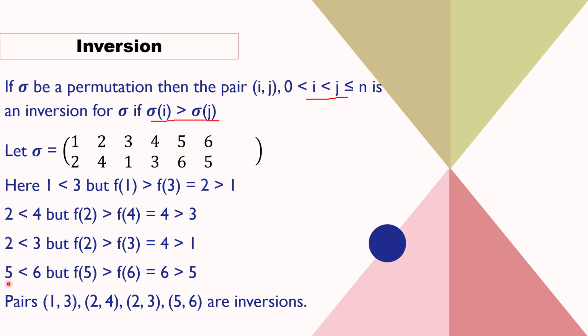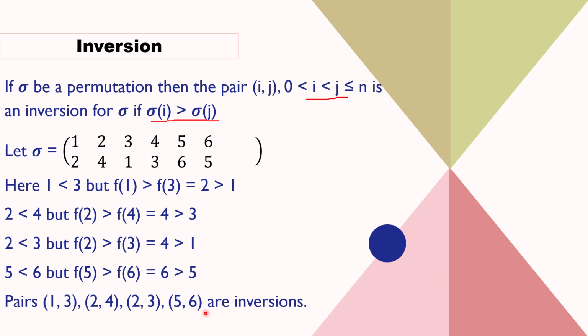Another one which you get is 5 and 6. 5 is less than 6, but the image of 5 is greater than the image of 6. Therefore, 5 and 6 is also an inversion. So from this permutation we got a total of 4 inversions. In the examination, for example, if a question comes, find the inversions of the following permutation, this is how you perform that question.